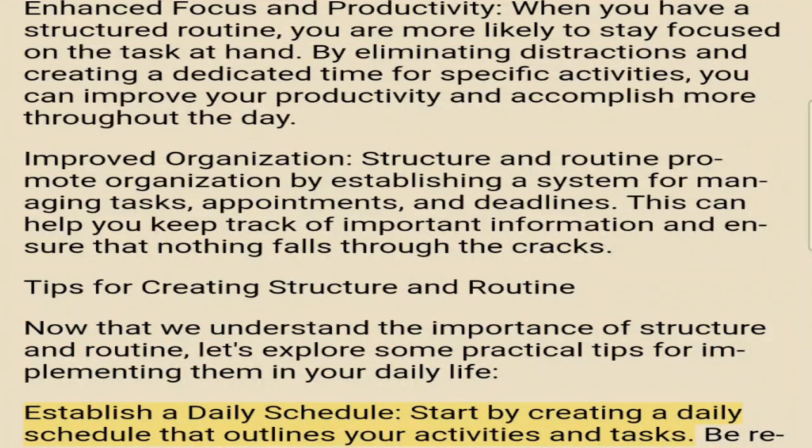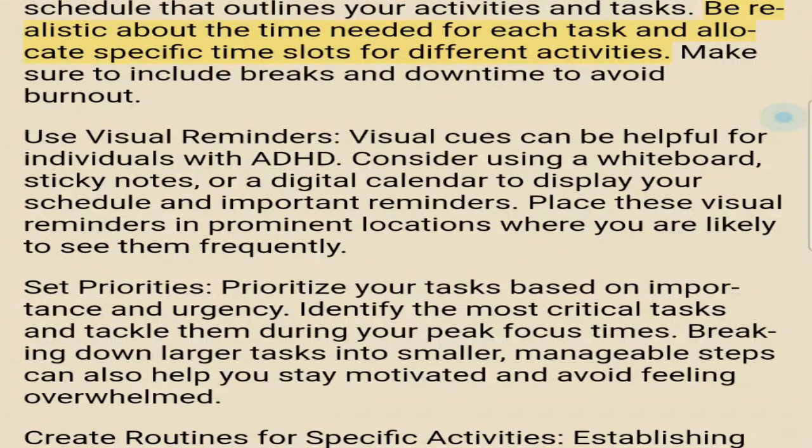Establish a daily schedule. Start by creating a daily schedule that outlines your activities and tasks. Be realistic about the time needed for each task and allocate specific time slots for different activities. Make sure to include breaks and downtime to avoid burnout. Use visual reminders. Visual cues can be helpful for individuals with ADHD. Consider using a whiteboard, sticky notes, or a digital calendar to display your schedule and important reminders. Place these visual reminders in prominent locations where you are likely to see them frequently.